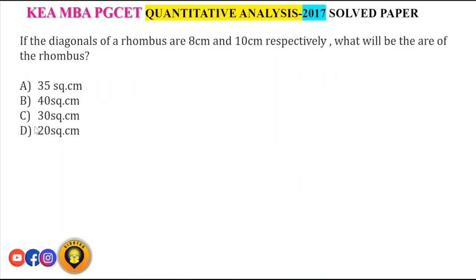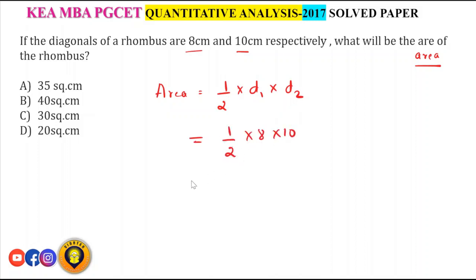If the diagonals of a rhombus are 8 centimeter and 10 centimeter respectively, what will be the area of the rhombus? When the diagonals are given, what is the formula? Area will be half into d1 into d2, where d1 and d2 are the diagonals. So half into 8 into 10. 8 tens are 80, 80 divided by 2 is 40 square centimeter. 40 square centimeter is the answer.